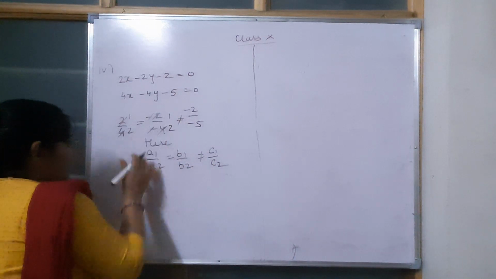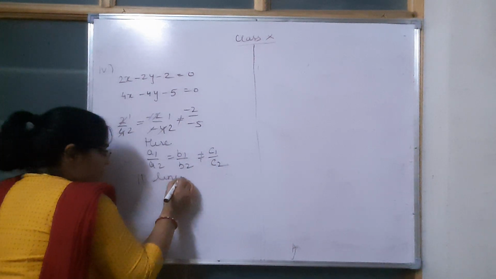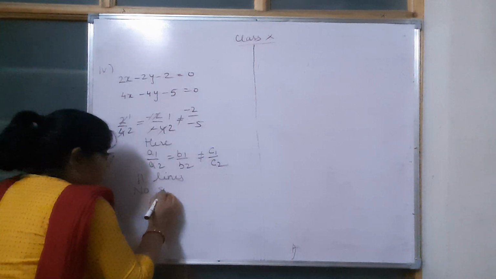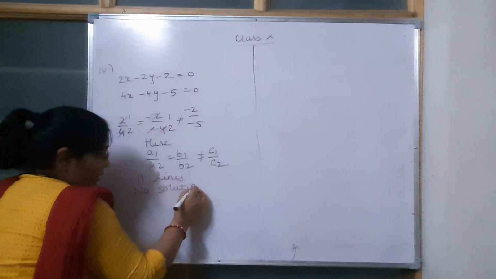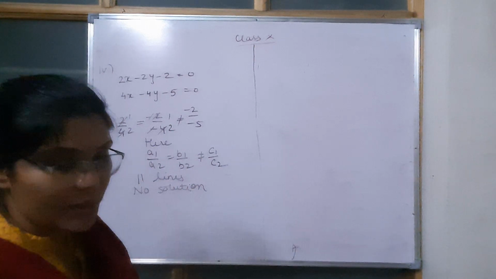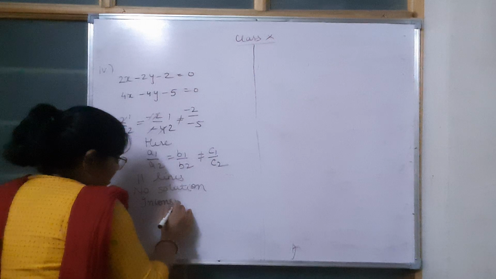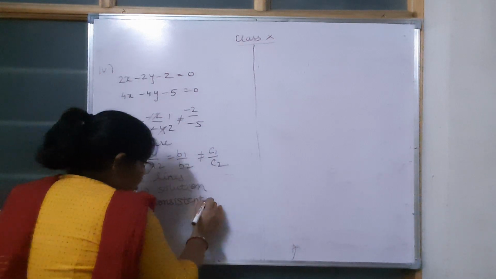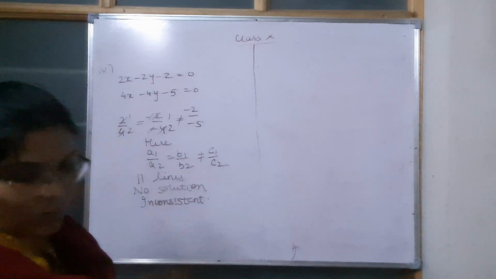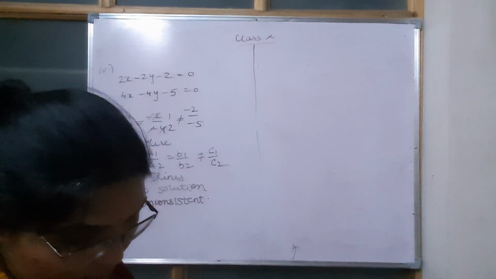So what type of lines will they represent? Parallel lines. It means no solution, because they will never intersect. They will not have any point in common. No solution, and this we call inconsistent. I hope everybody is very clear with this. Alright? Okay. Now moving on to the next question.